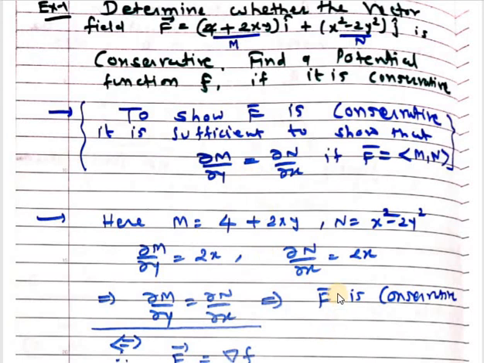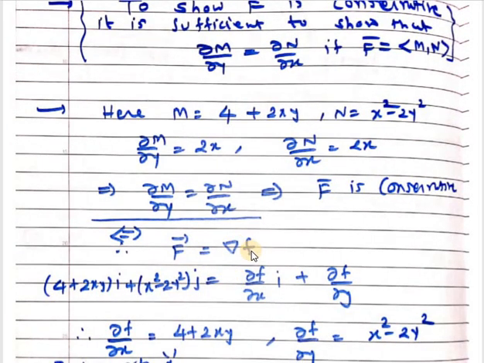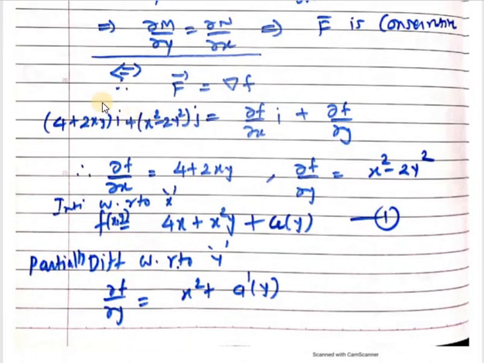If F(r) is conservative, that means we can determine a scalar function f such that F(r) is equal to grad f. So here F(r) is the given vector. Grad f can be written as del f by del x i plus del f by del y j. As we compare the corresponding components, del f by del x is equal to 4 plus 2xy, and del f by del y is equal to x square minus 2y square.